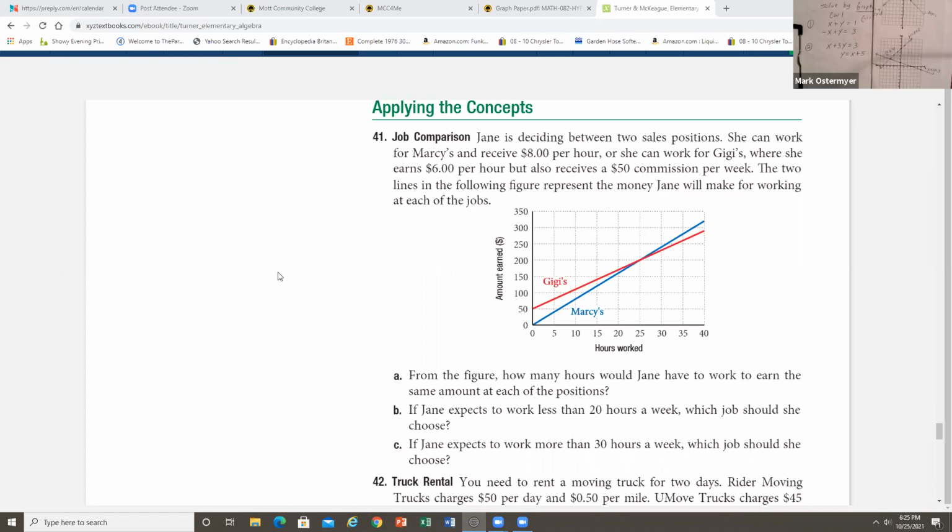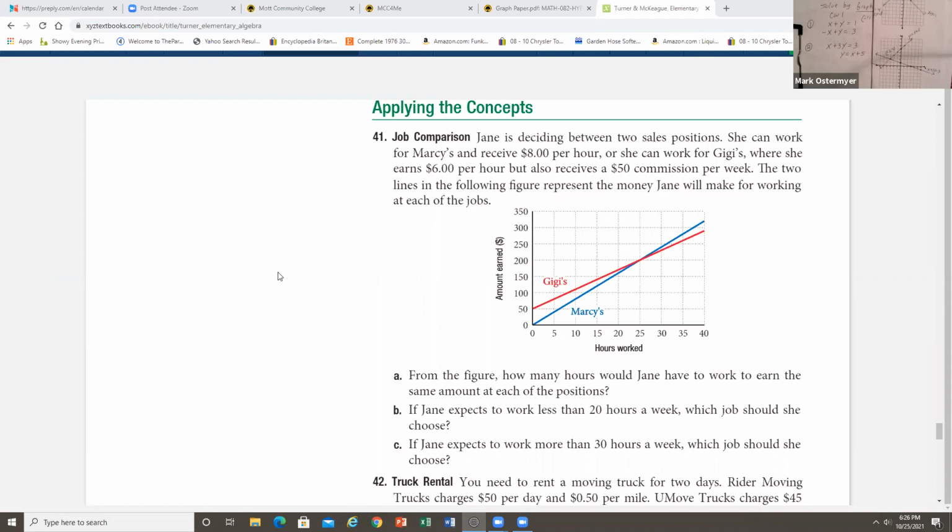For part B, if Jane expects to work less than 20 hours a week, which job should she choose to go with as being the one that provides more money? Less than 20 hours. Gigi's, okay. If you're going to work less than 20 hours, it would be wise to go with the Gigi's job as opposed to Marcy's because it will pay you more money. The red line being above the blue line for X less than or equal to 20.